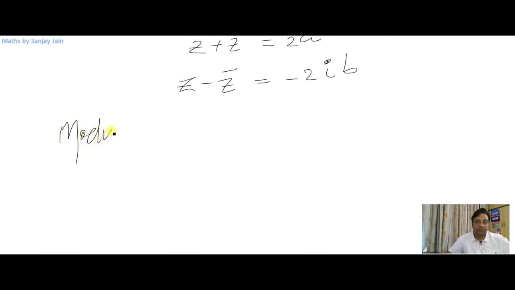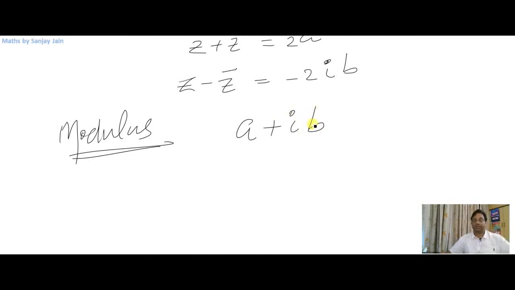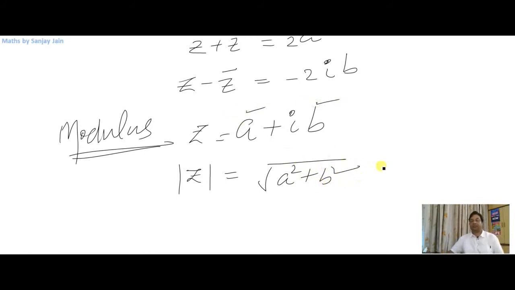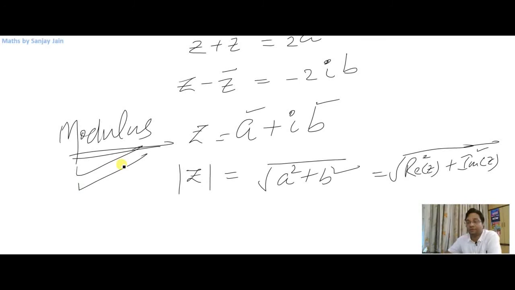And another thing is the modulus of a complex number. What is the modulus of a complex number? If I've got a plus iota b, and let us say this is z, the modulus is denoted by this simple modulus sign, right? And it is equal to square root of a squared plus b squared, or you can say real part of z squared plus imaginary part of z squared, and then square root, right? This is known as the modulus of a complex number.